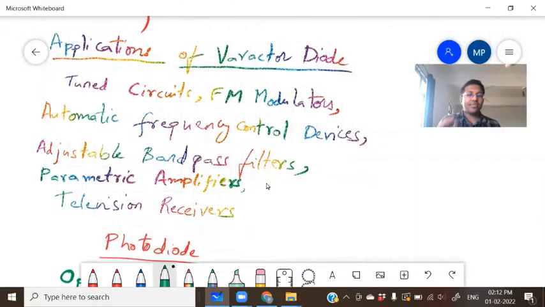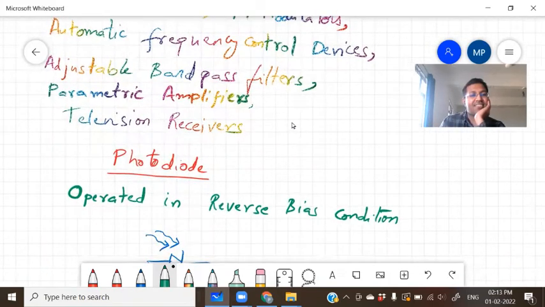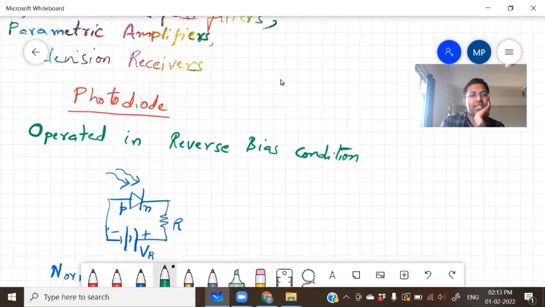Next, it is also useful in parametric amplifier. What do you mean by that is, if you see Xc again, Xc is 1 by 2 pi fc, right? So when we are able to change capacitance, you are able to change the impedance, okay, and as a result, you are able to change the parameters of a circuit. Hence, it is useful in parametric amplifiers and also useful in television receivers. This also we have seen in the morning class.